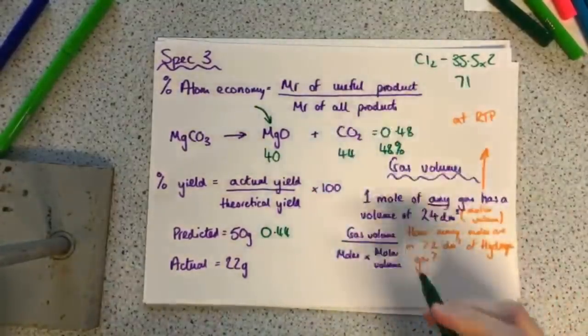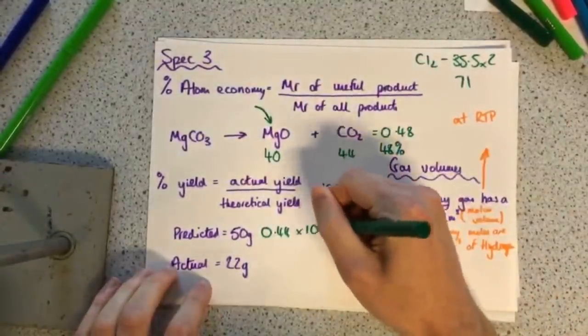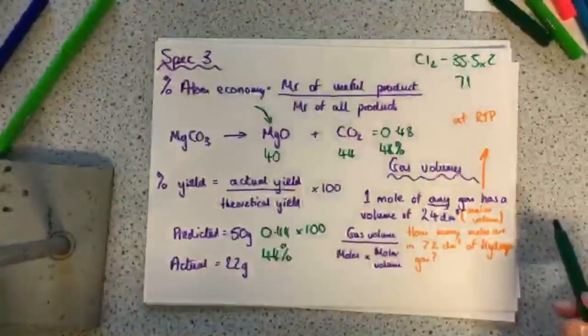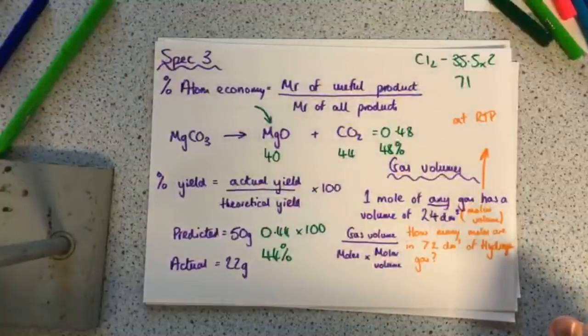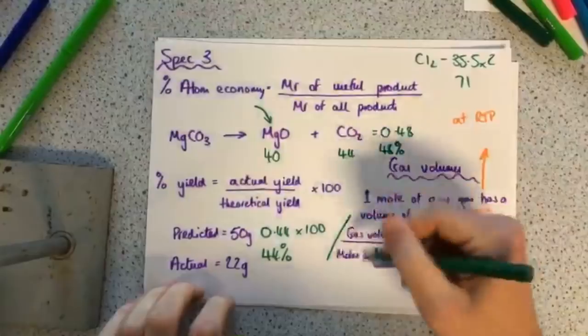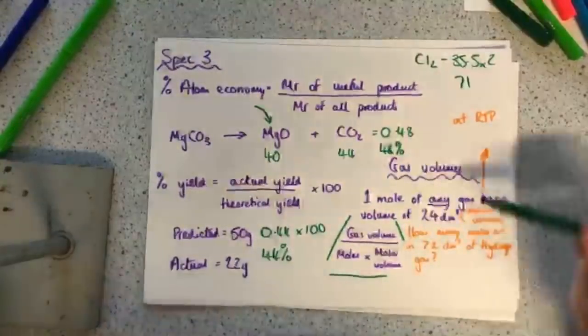And then we multiply that by 100, and that gets you 44%. So these are your 2 percentage equations. Another equation that you need to be aware of, and it is sort of in the form of a triangle, really. Now, gas volumes.